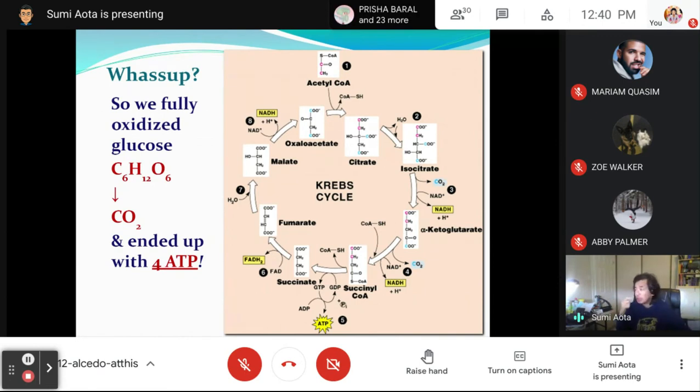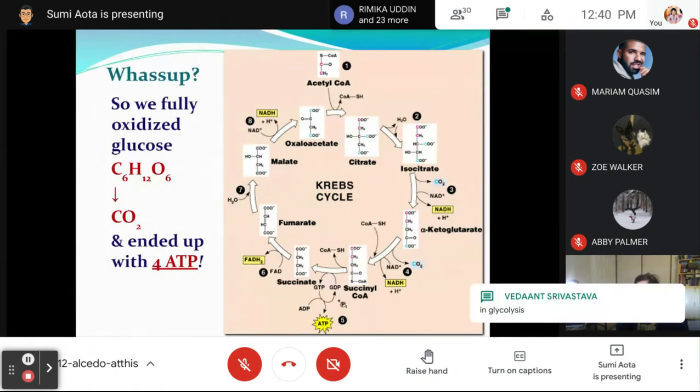Starting with glucose, where do we generate all of our ATPs up to this point? 2 from what step and 2 from what step? In glycolysis, we get 2, and in Krebs cycle, we get 2. That gives us a total of 4.